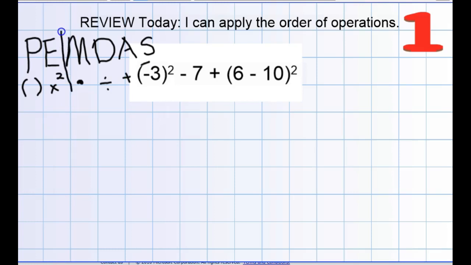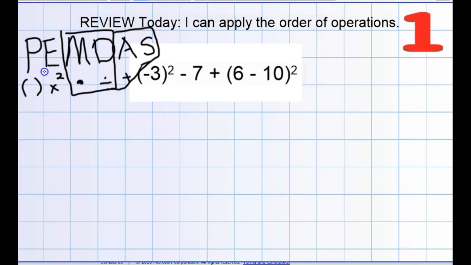The M and the D are on the same level, or the same plane, just as the A and the S are. So if you see a D come before the M, do that first. They're the same thing. They're just written in PEMDAS just like that, even though they mean the same thing. So whichever comes first, that's the one you do.